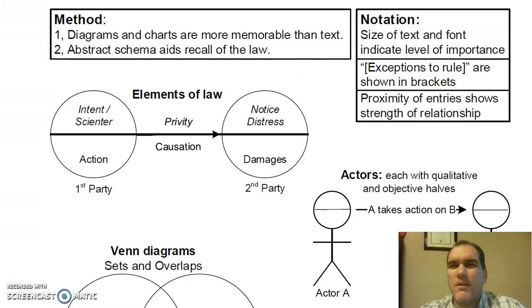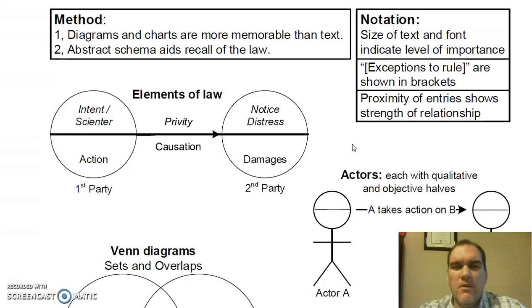In general, the notation is that the size of text, the font of the text, indicate the level of importance. If text is bolded or written in capital letters or written with emphasis, then that note of the keyword is more important than other keywords. In square brackets are put exceptions. So exceptions are shown in brackets, and also the proximity of entries or keywords with respect to each other shows the strength of the relationship between the keywords.